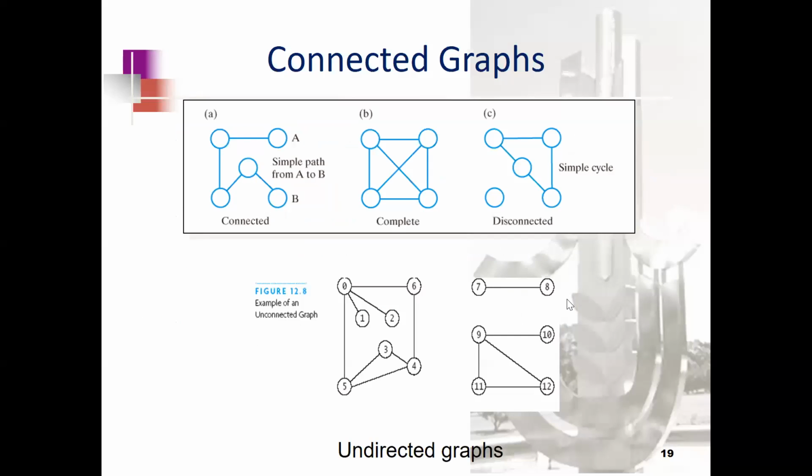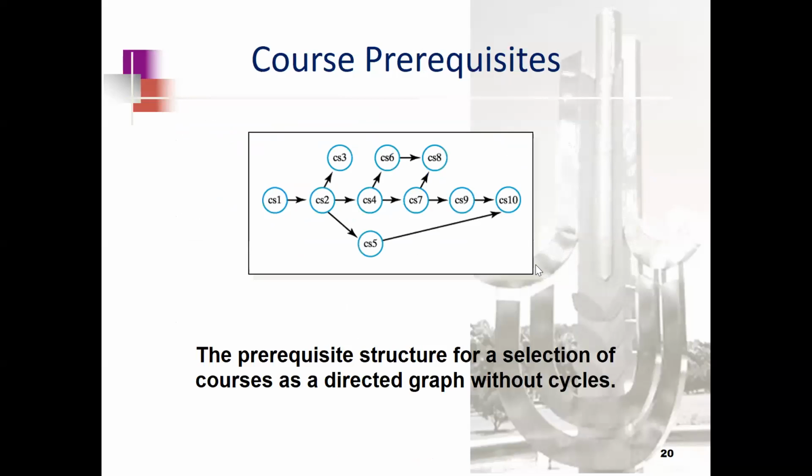Okay, kemudian undirected graph yang tidak ada arrow. Ini berkaitan dengan undirected graph yang tidak ada arrow. Okay, so 0 boleh ke 5, 5 boleh ke 0. 7 ke 8, kemudian dia samanya.